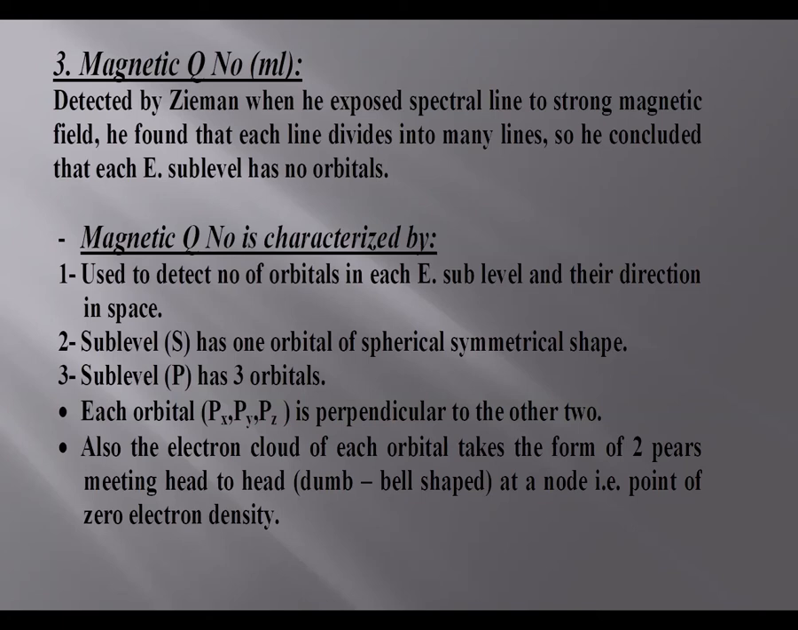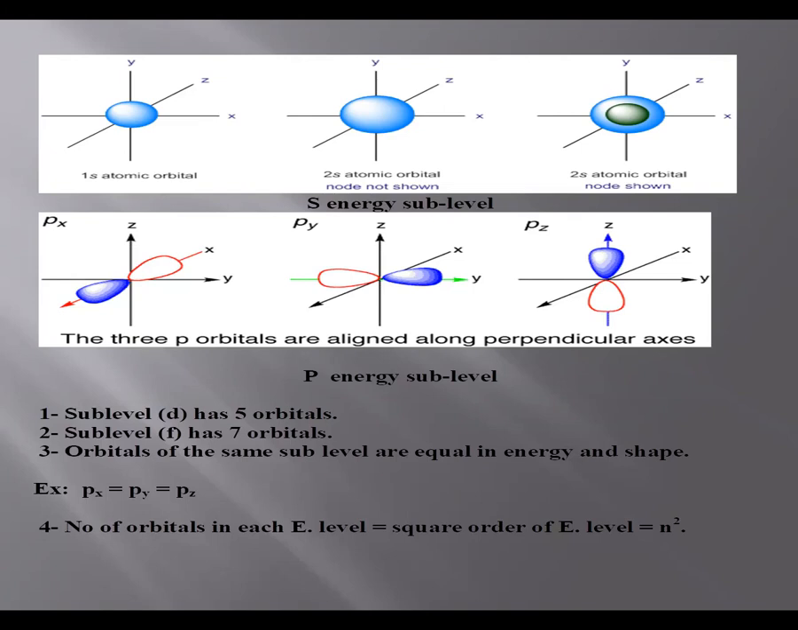Also, the electron cloud of each p orbital takes the form of 2 lobes meeting head to head, like a dumbbell, at a node point of 0 electron density. The d sublevel consists of 5 orbitals and the f sublevel contains 7 orbitals. Note that orbitals of the same sublevel are equal in energy and shape. That means that px, py and pz are equal for the same energy level.